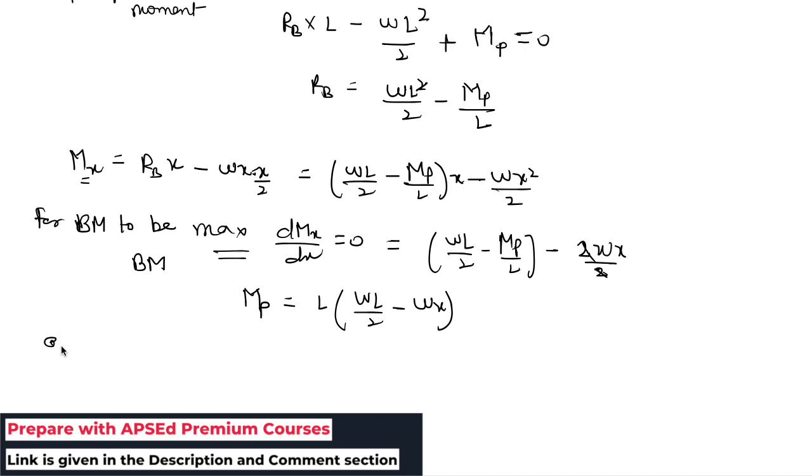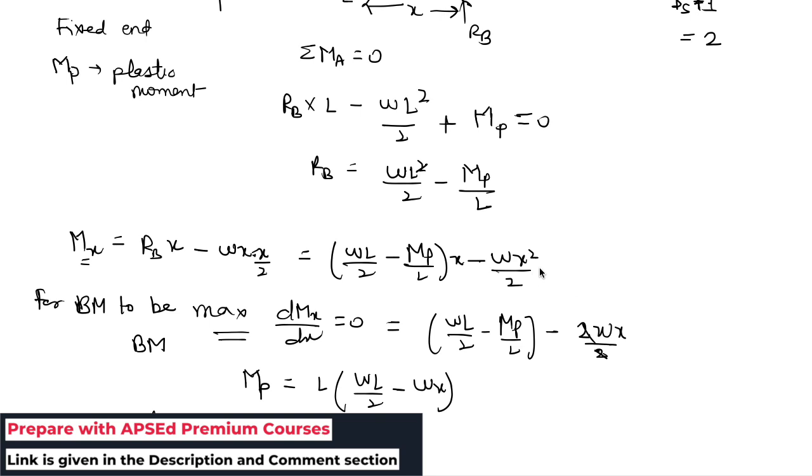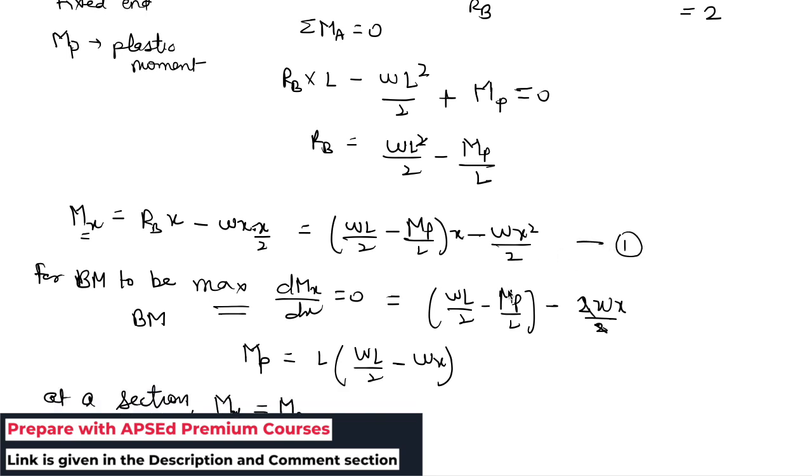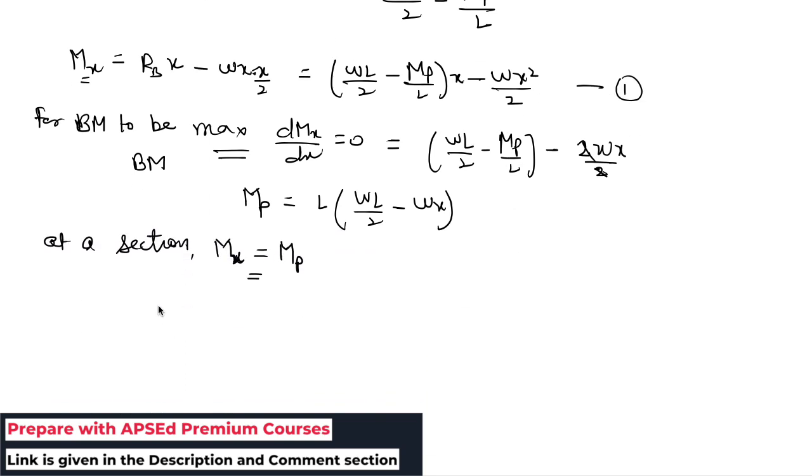Now we know that at a section, the plastic hinge will form when this maximum bending moment, or the bending moment at a section, is equal to the plastic moment. Then using this condition, we can put this value in this equation of Mx. So from there we have Mp is equal to WLx by 2 minus MPx by L minus Wx square by 2.